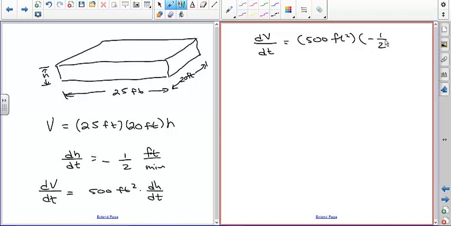And calculate it, which actually you can do in your head. Hopefully everybody can do half of 500, which is 250. So it's negative 250 cubic feet per minute. That's the rate of change in the volume with respect to time. So that's all there is to that one. That was pretty easy, but it does show you the steps that are involved, which is finding some geometric relationship.